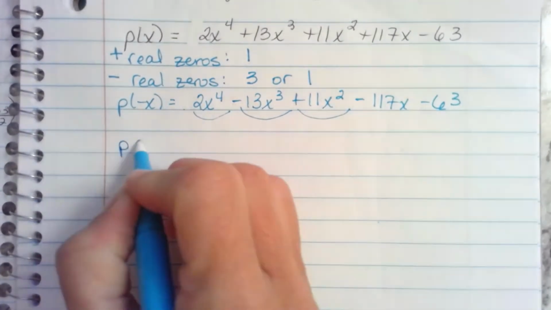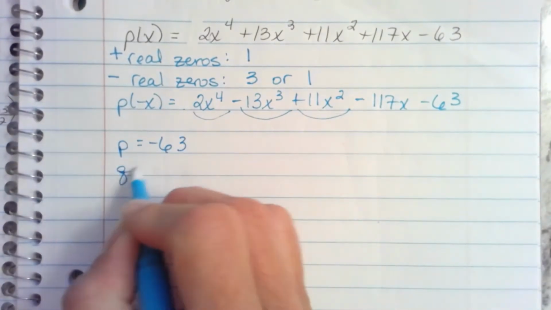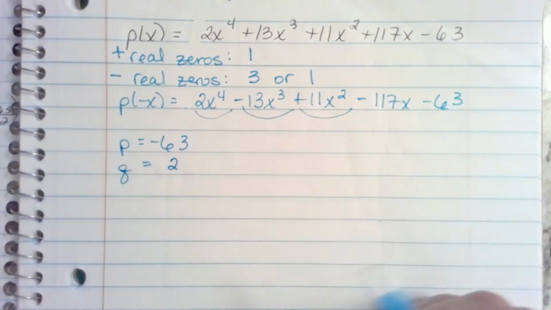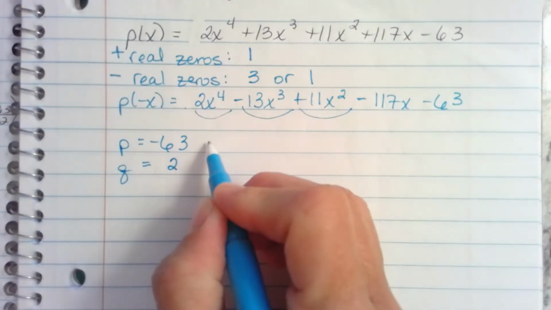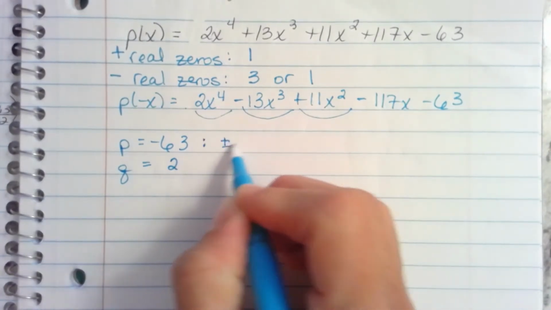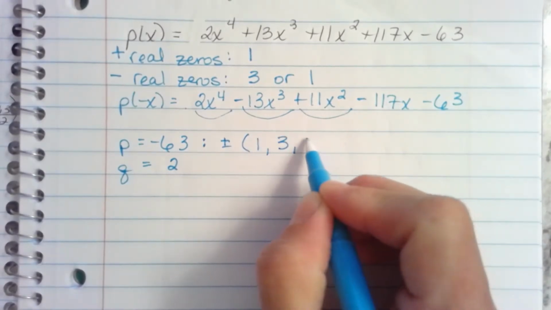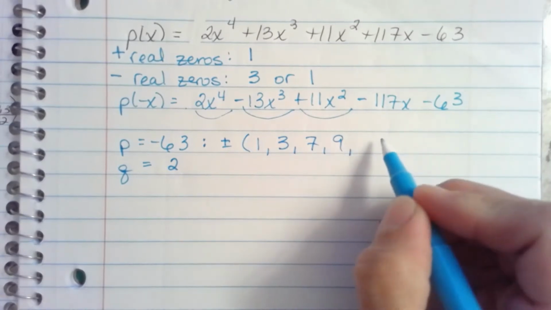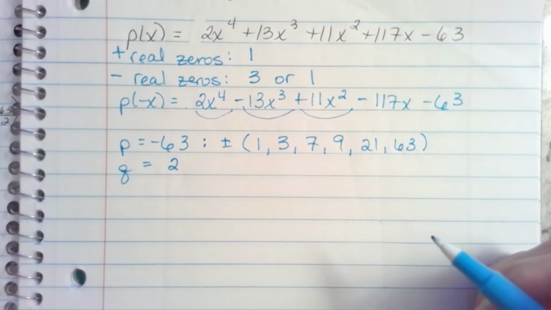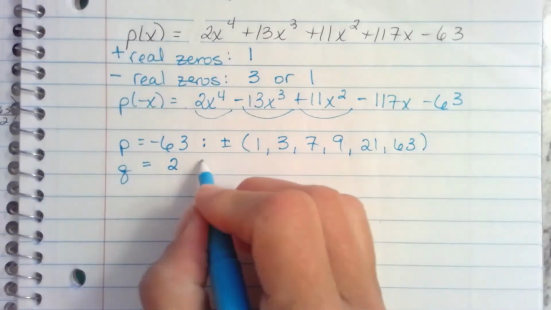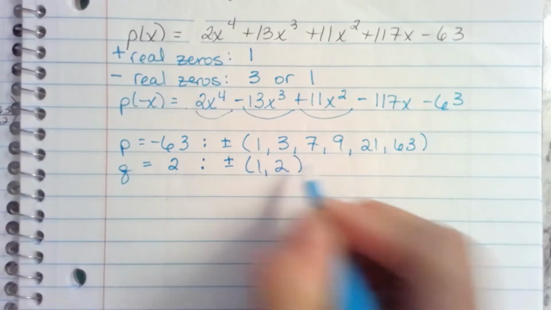So P is going to be negative 63. Q is going to be a positive 2. Now we need factors of both of these. So for our negative 63, we have positive and negative 1, 3, 7, 9, 21, and 63. I think those are all the factors of 63. And for 2, we just have positive or negative 1 and 2.